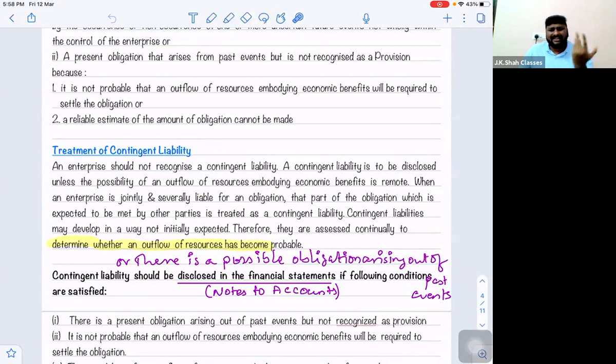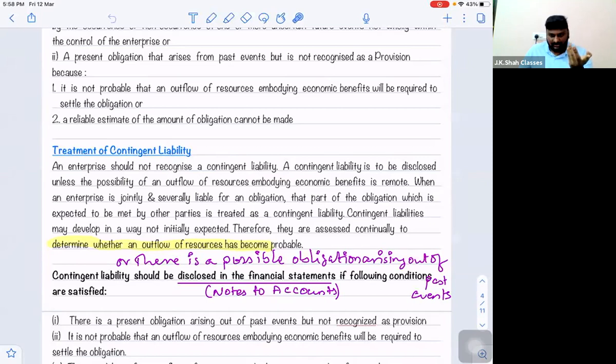But if the other party has agreed, sir, don't worry, my mistake, I gave you wrong goods, whatever is compensation, we will pay. Whatever is my share, you tell me, I will pay. Then I will say, sir, there is no contingency at all. Because the chances of outflow is remote.